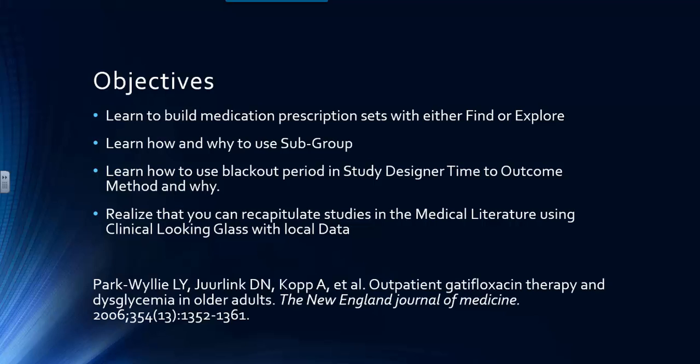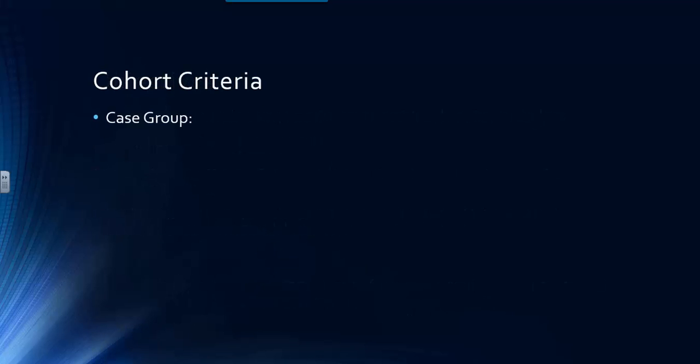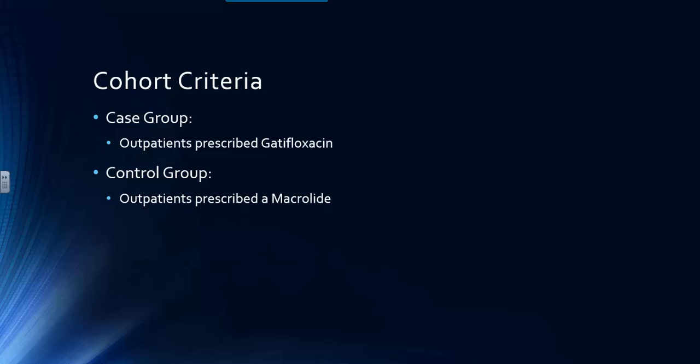And this is the actual study you're going to recapitulate. Outpatient Gatifloxacin therapy and dysglycemia in older adults, the New England Journal of Medicine. The cohort criteria: the case group is to be made up of outpatients prescribed Gatifloxacin. The control group is made up of outpatients prescribed macrolides.